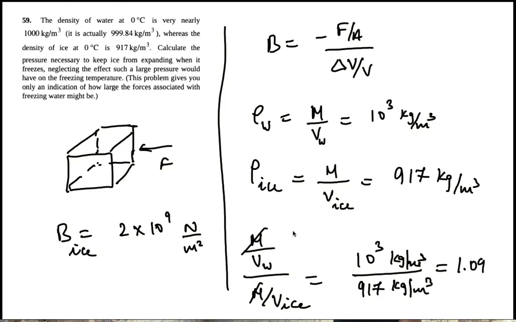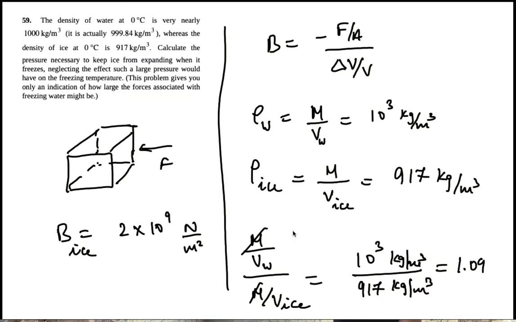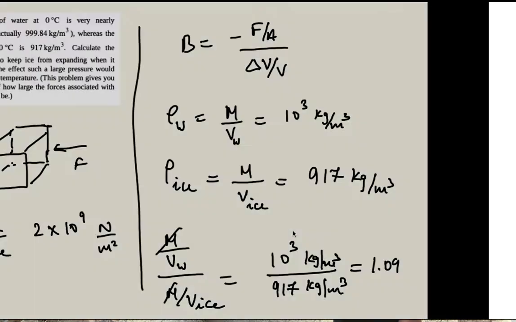So what we have is the volume of ice over volume of water equal to 1.09. What this number means is when you freeze water, the volume increases by 9%.